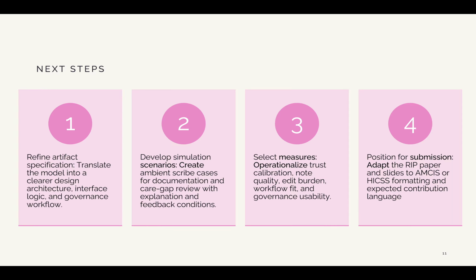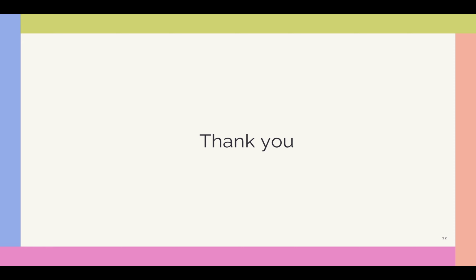The next slide is the next steps. My next steps are to define the artifact specification, translate it into clearer workflow and interface logic, and develop ambient scribe simulation scenarios. After that, I will operationalize the core measures, especially trust calibration, note quality, workflow fit, and governance usability. Then I can align the write-up and presentation more tightly with the AMCIS expectations for a research-in-progress paper.